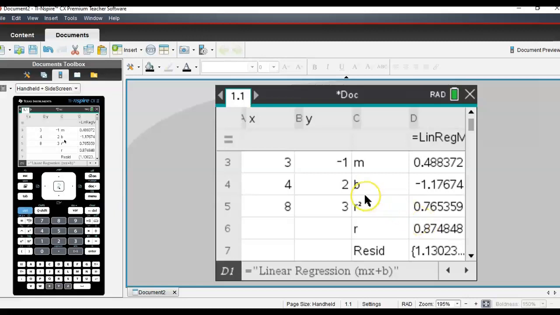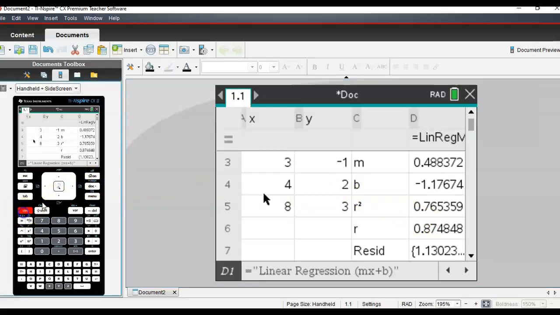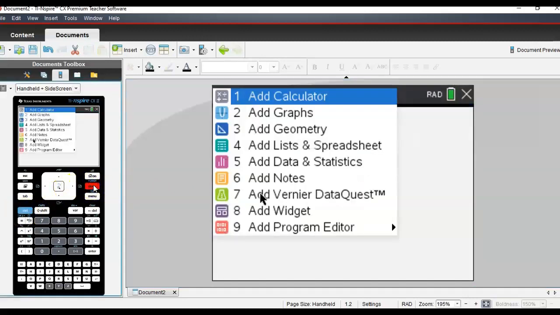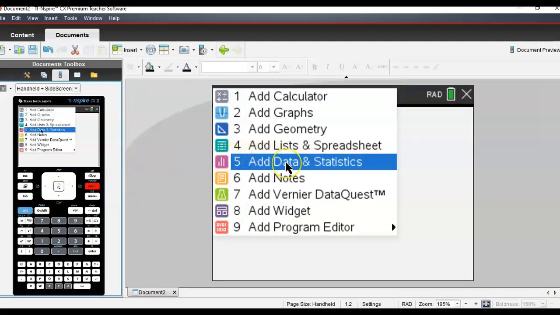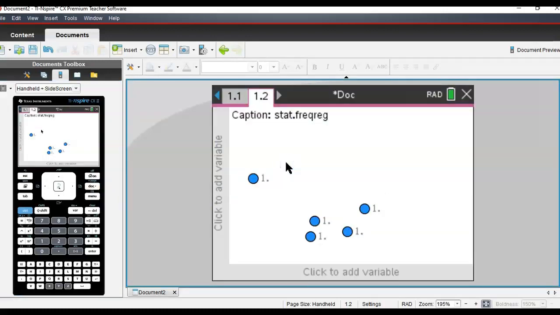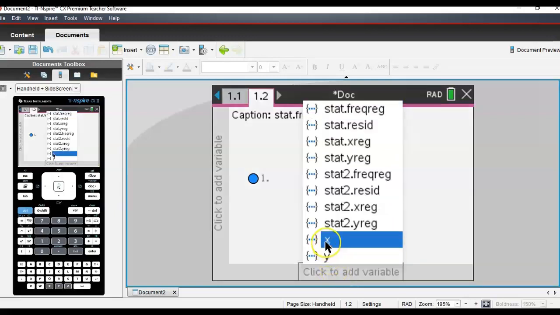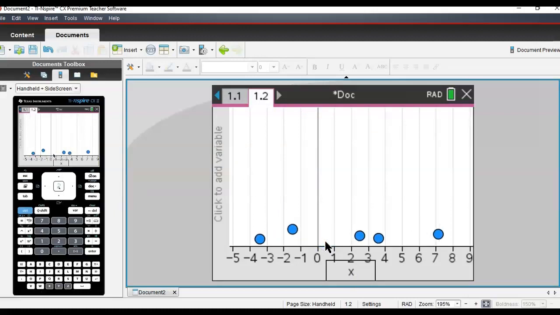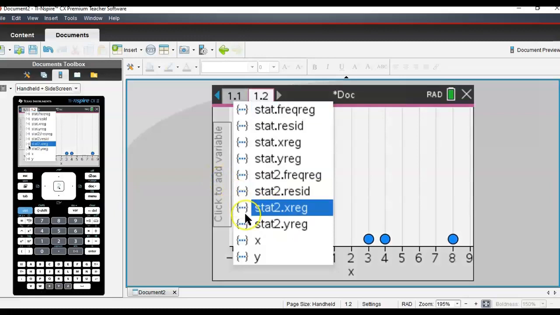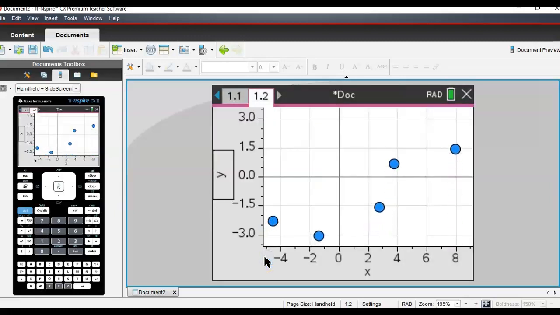All right, something else fun and exciting. Let's go back to, do you see where it says add a page right here? We're going to go Control, Document to add a page to our document. And this time we're going to go with adding data and statistics. Well, those are not my points. Click to add variable. What would I like to see here? I would like to see my x's on my x-axis. Look, they moved all by themselves. And if I go here on my y-axis, I would like to see my y's. That looks a lot more like the graph that we just had.